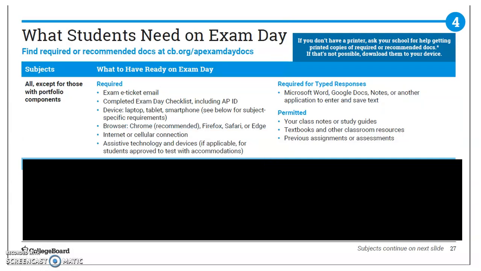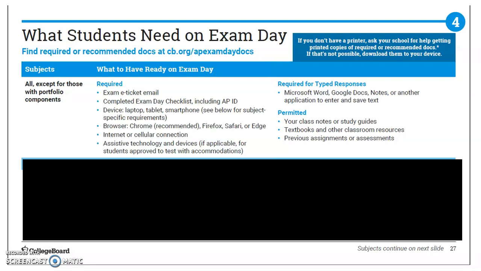On exam day, you're going to find any required documents at cb.org/AP exam day docs. Again, I don't believe there are any additional docs for human geography and psychology. Okay, what's going to be required for us? An exam e-ticket email, a completed exam day checklist, including your AP ID again, and I am emailing that to you directly. It's also posted up in Canvas.